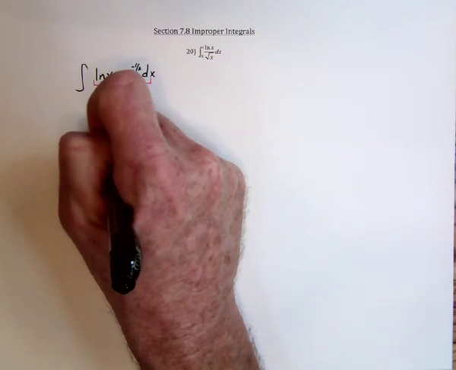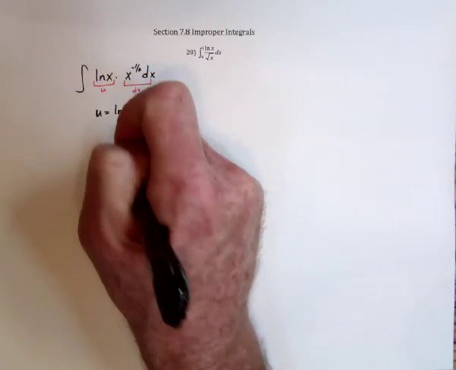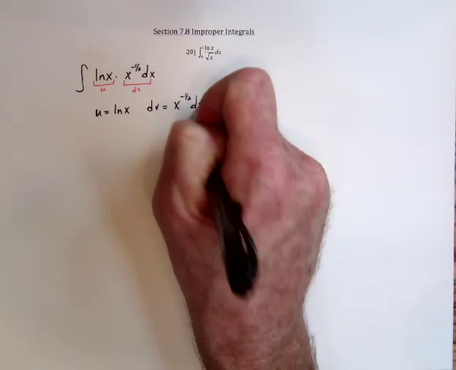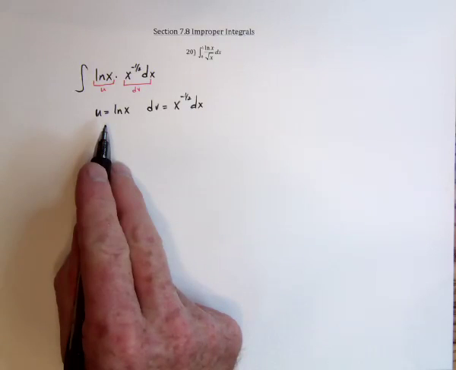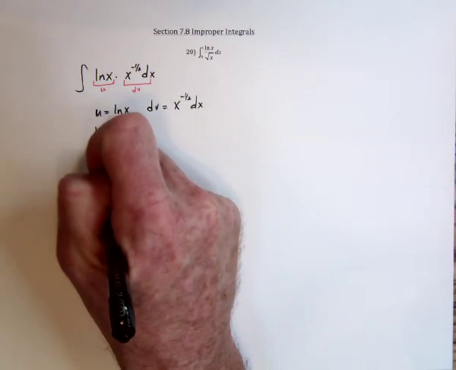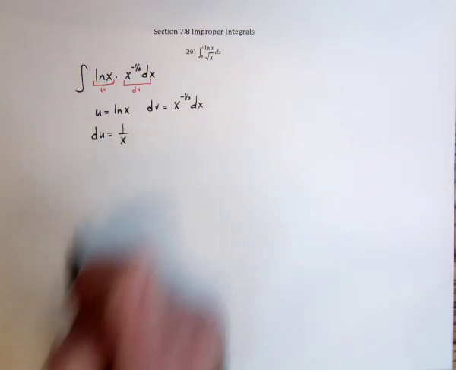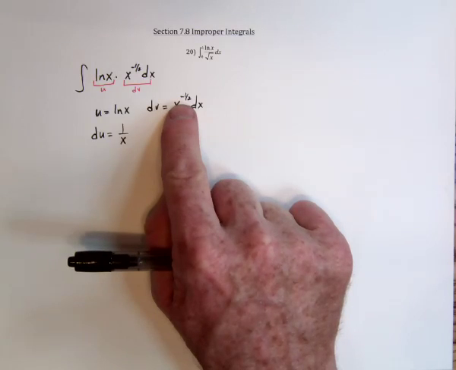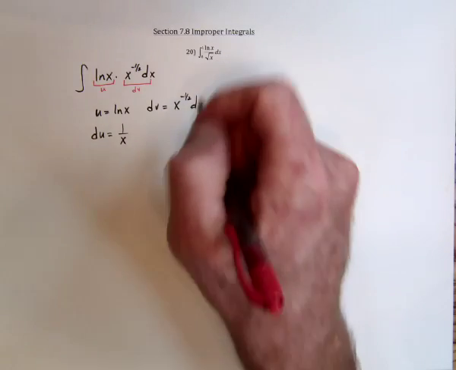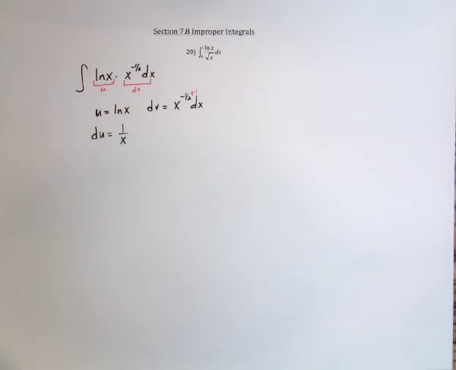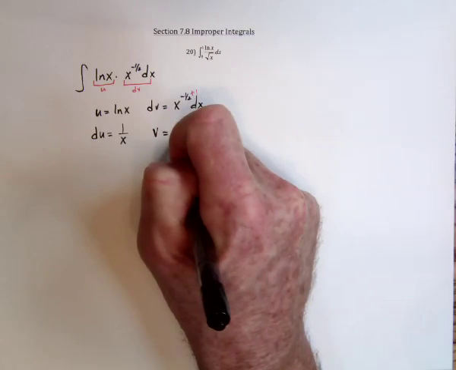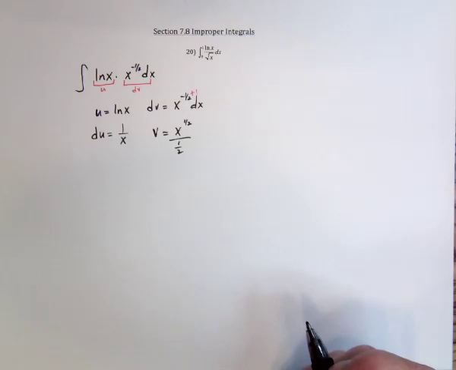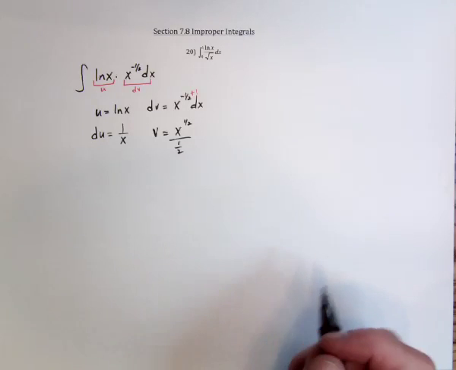So if we have u is equal to the natural log of x, and dv is equal to x to the -1/2 dx, then over here take the derivative, and that's going to be 1 over x, which is actually easier to integrate than the natural log function. And over here find the antiderivative, so add 1 to the exponent, it will become a +1/2. And then you need to divide by that +1/2, or in other words, multiply by 2.